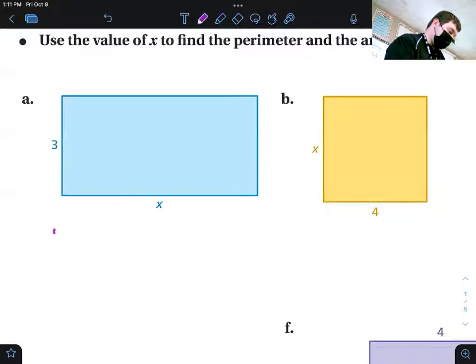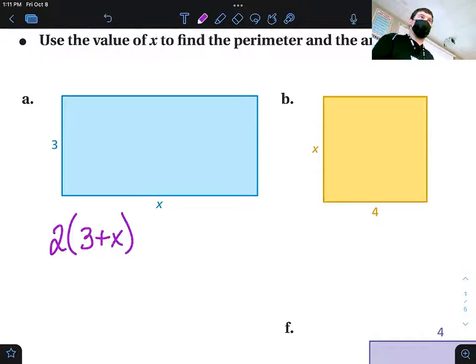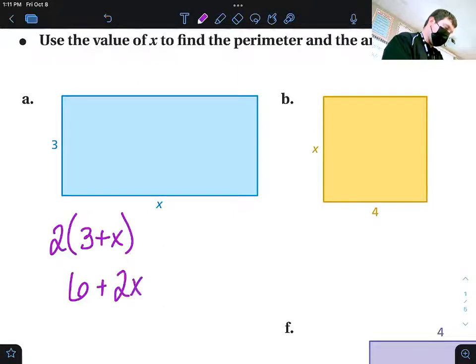So what he's saying is that we can do 3 plus x and then do 3 plus x again to get our 4 sides. And you said that's the same as 6 plus 2x. Oops, I said 6x, 6 plus 2x. Okay. Now that represents our perimeter. On this side of the equation, I'm going to write the area. To find the area of that rectangle, I would just do 3 times x.